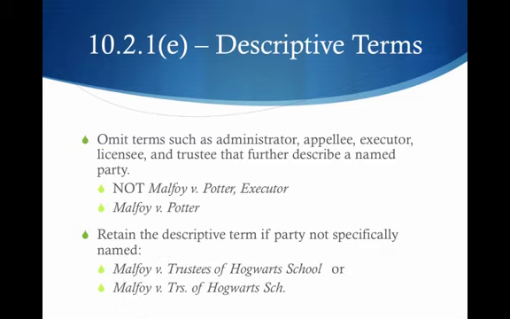So in the case of Malfoy versus the trustees of Hogwarts School, we're going to keep trustees. Notice the second option here abbreviates both trustees and school. This is the difference between 10.2.1 and 10.2.2. If my case is being cited in a citation sentence, I'm going to use that second option that abbreviates all the words that I could find in T6. Both trustees and school appear in table T6.